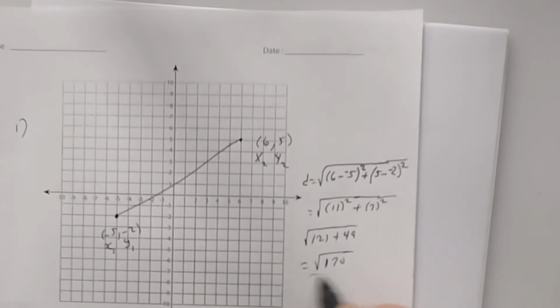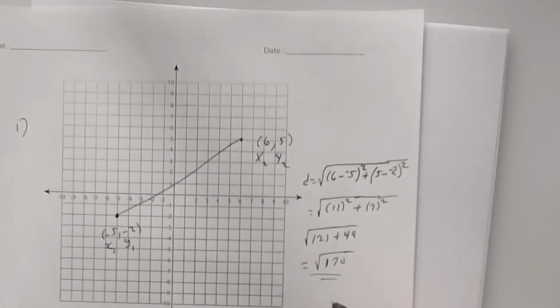So the distance is the square root of 170. The directions will also say this: round to the nearest hundredth. Nearest hundredth means how many decimal places? 2. Remember, tenths, hundredths, thousandths, ten-thousandths. Remember your place value? So hundredths place, 2 decimal places.